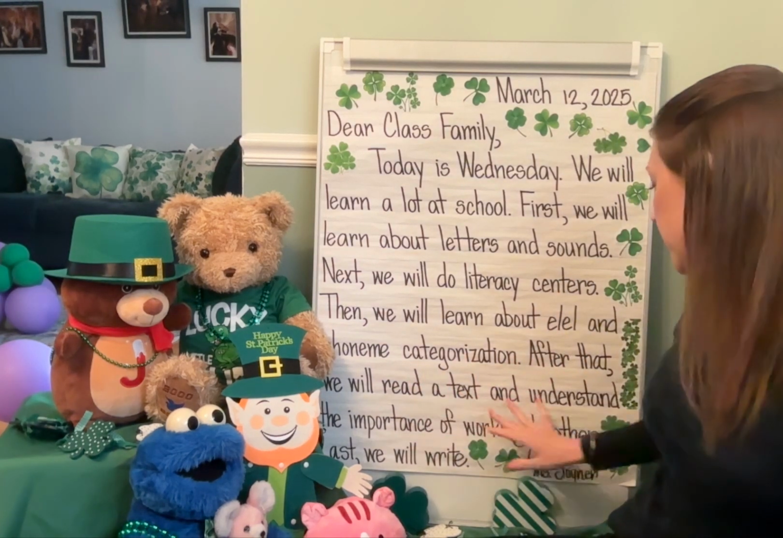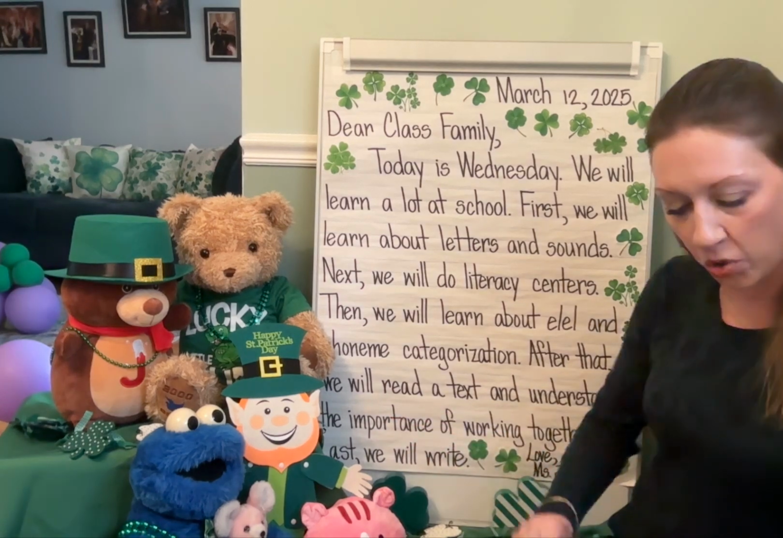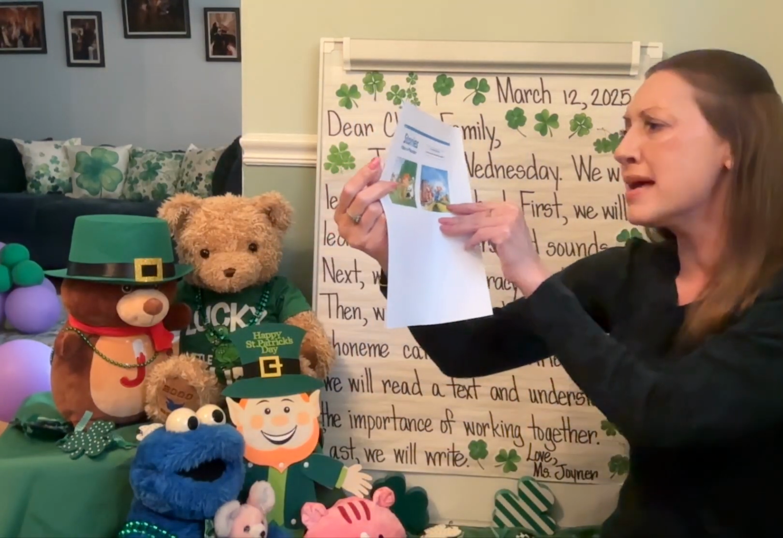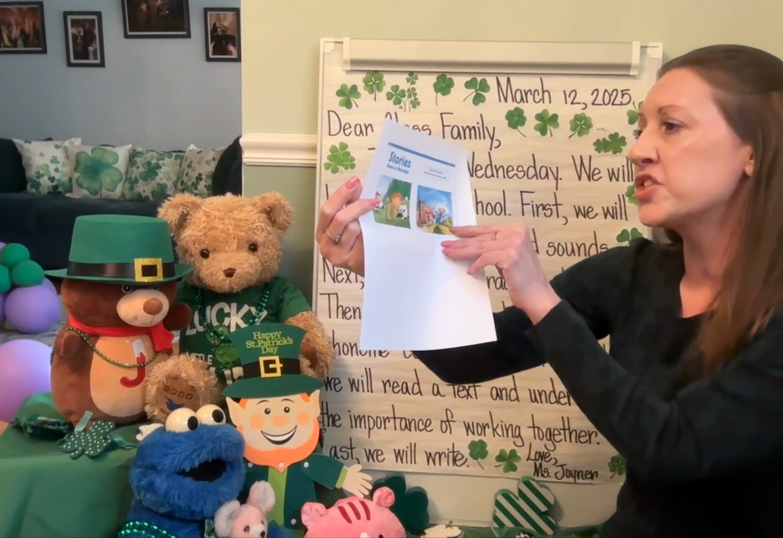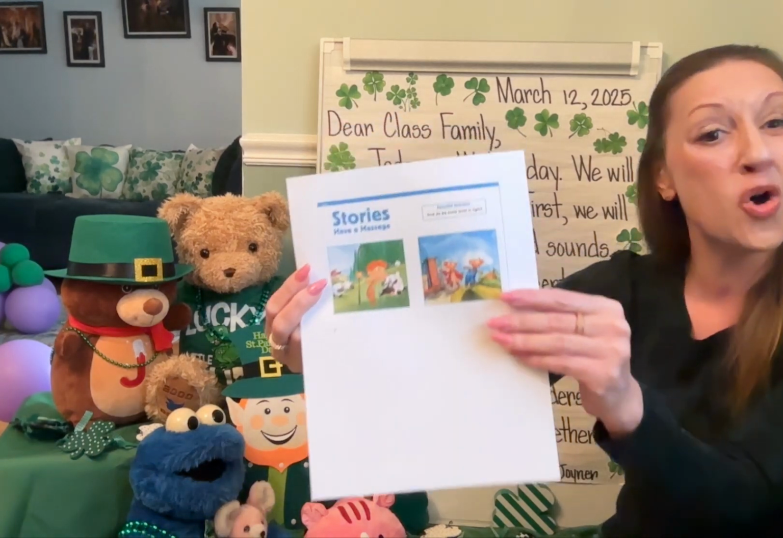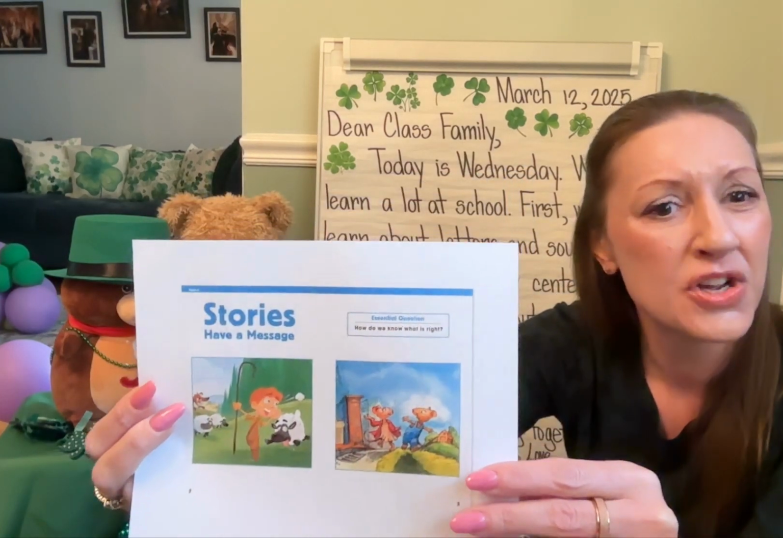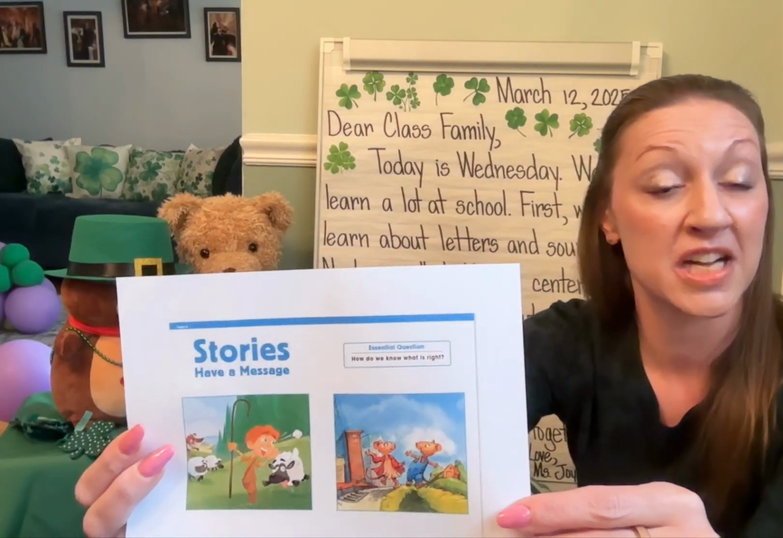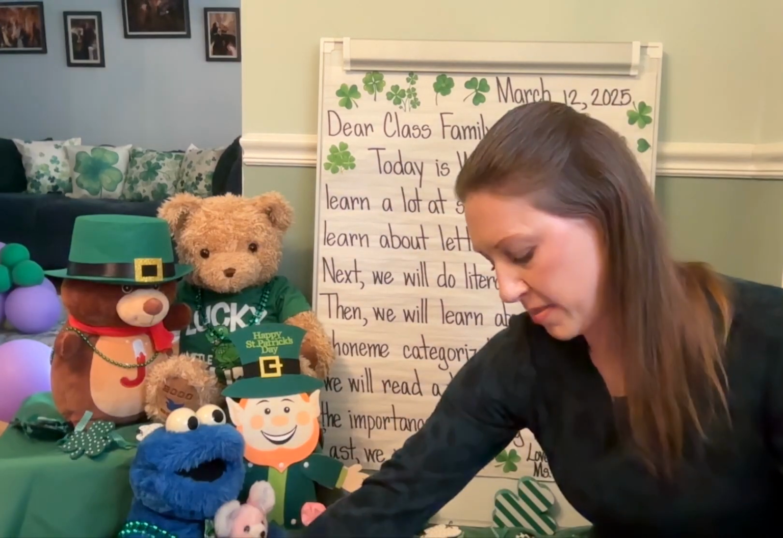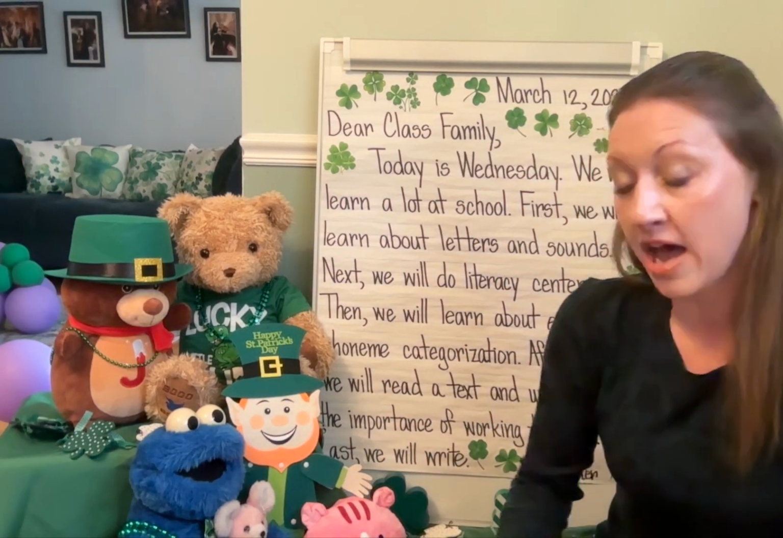Okay, after that, we'll read a text and understand the importance of working together. And we've been learning that stories have a message. And the essential question for this unit is, how do we know what is right? We're going to reflect on that question, and we're going to read a text. And the new text is called A House for Max.